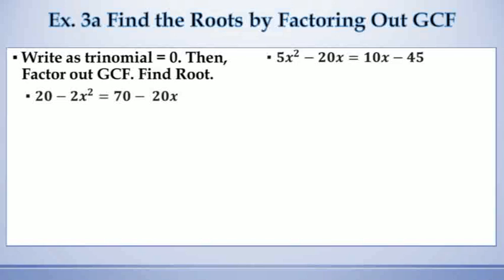Example 3, find the roots by factoring out the greatest common factor. We're going to do the exact same thing. The only difference is we're going to factor out the greatest common factor first. So here, I need to write this trinomial so it's equal to 0. In order to do this, let's just bring everything to the right. So I need to subtract 20, and I need to add 2x squared to both sides.